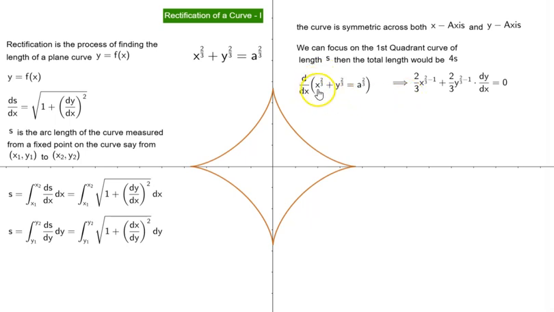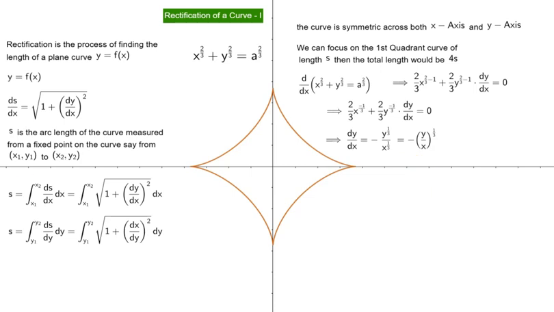differentiating this, 2 by 3 times x to the power of 2 by 3 minus 1 plus 2 by 3 times y to the power of 2 by 3 minus 1 times dy by dx is equal to, this is a constant, so 0. Now simplifying that, we get 2 by 3 times x to the power of minus 1 by 3 plus 2 by 3 times y to the power of minus 1 by 3 times dy by dx equal to 0. And solving for dy by dx, we get minus y by x to the power of 1 by 3. Okay, so we have the dy by dx.